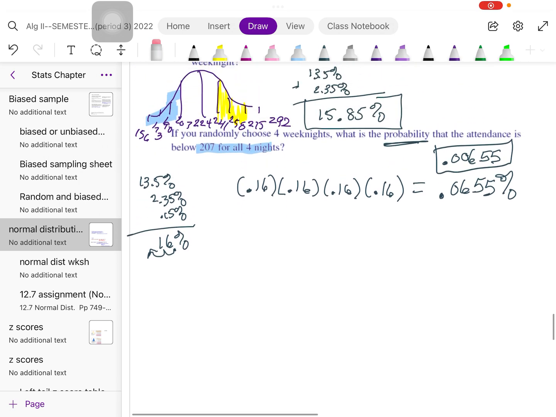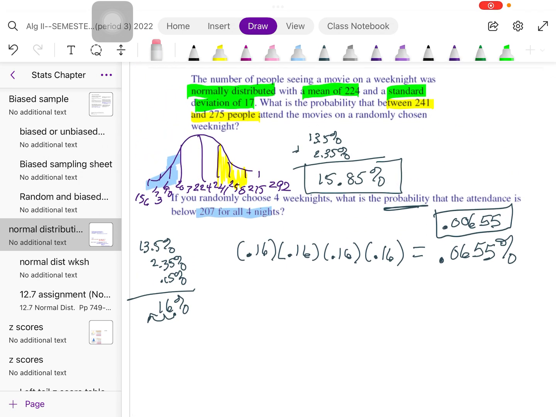You should now be able to do your normal distributions.